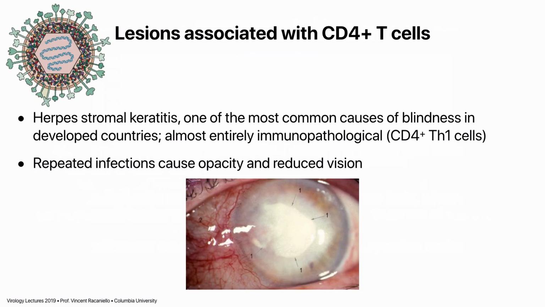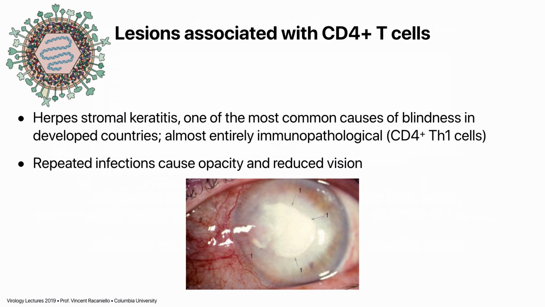This is herpes stromal keratitis. It is blindness associated with herpes simplex infection. This can happen. If you have a fever sore, you shouldn't touch it and put your finger in your eye. You might get herpes stromal keratitis. It's one of the most common causes of blindness in developed countries. And it is pretty much all immunopathological, caused by CD4 positive Th1 cells. What happens is you get repeated infections of the eye, and eventually the cornea becomes opaque and you can't see. So that's what we have at the bottom here. This is a person whose eye has blindness as a consequence of herpes simplex infection.